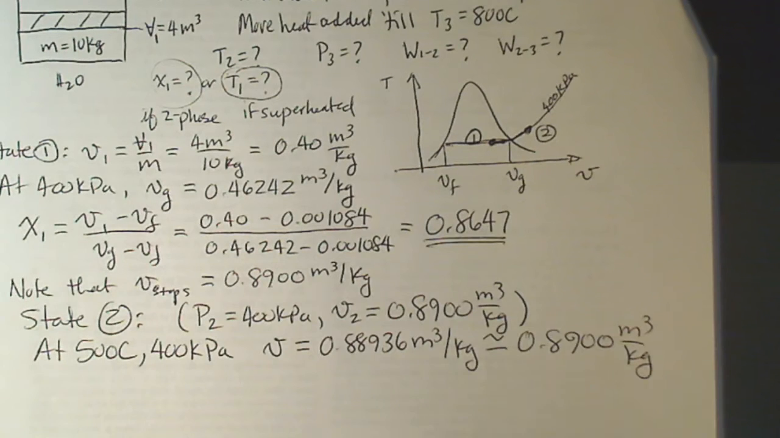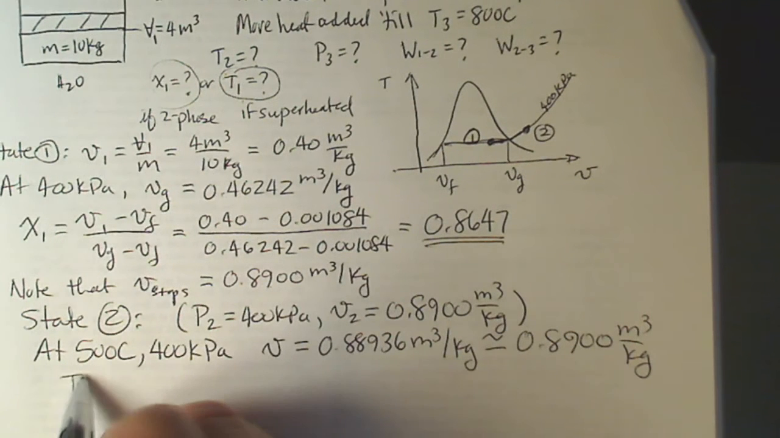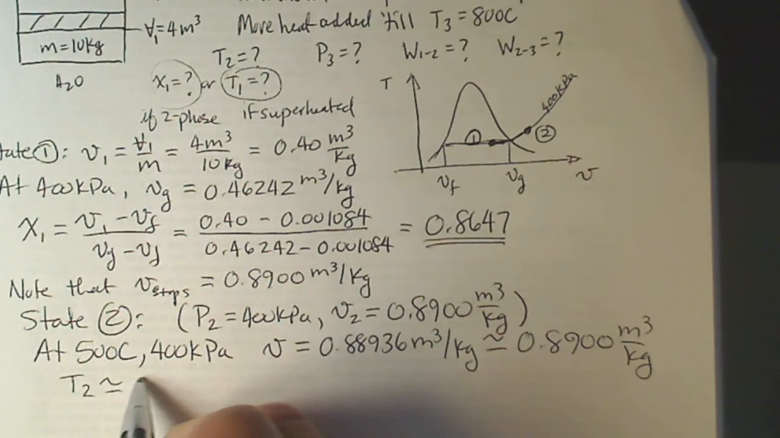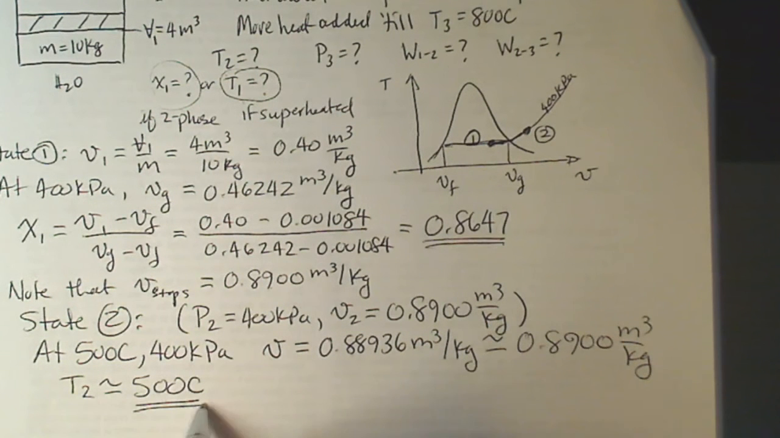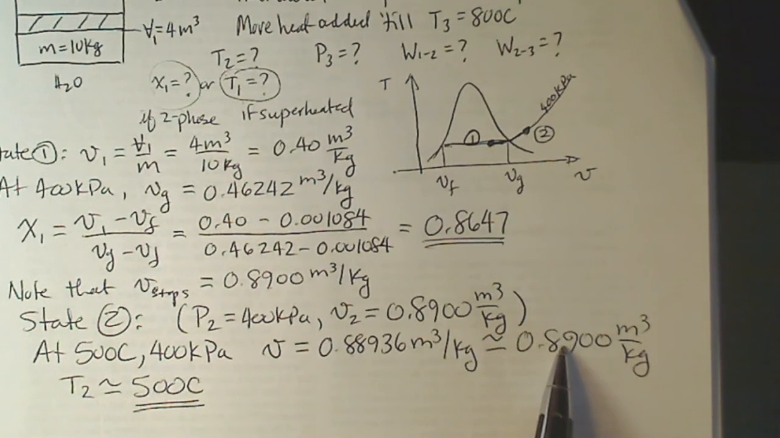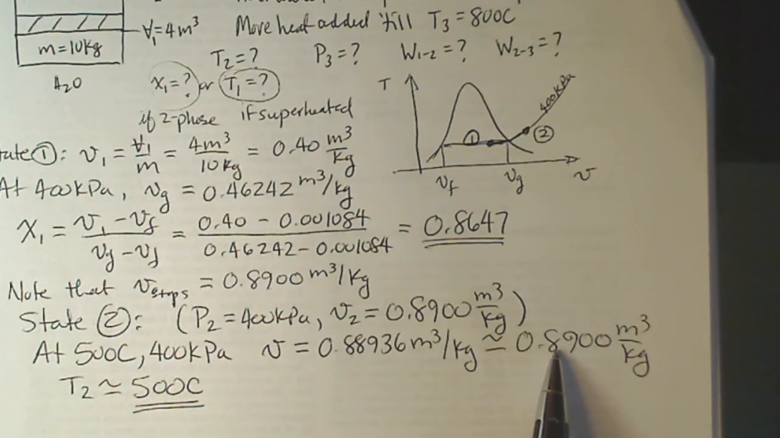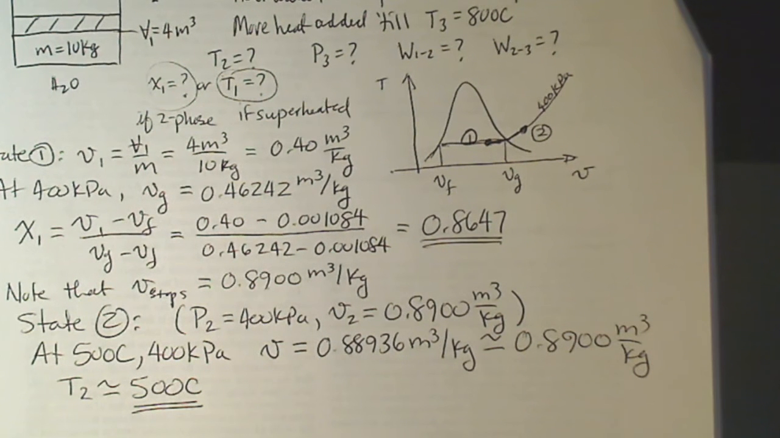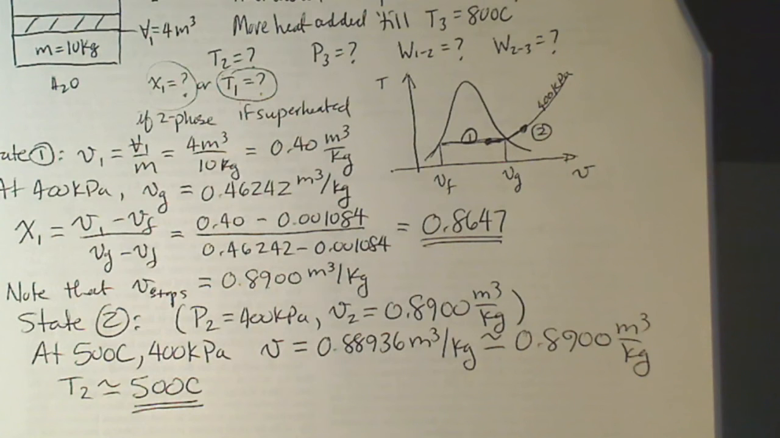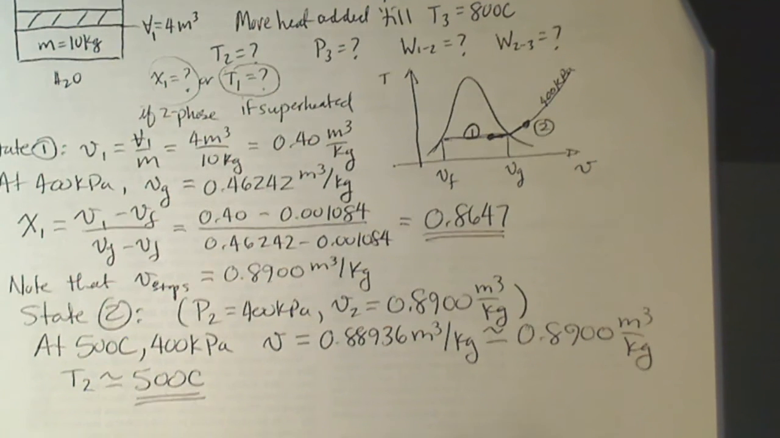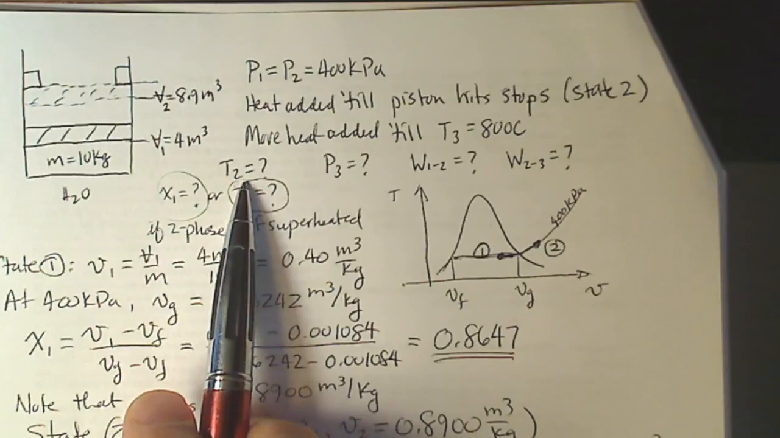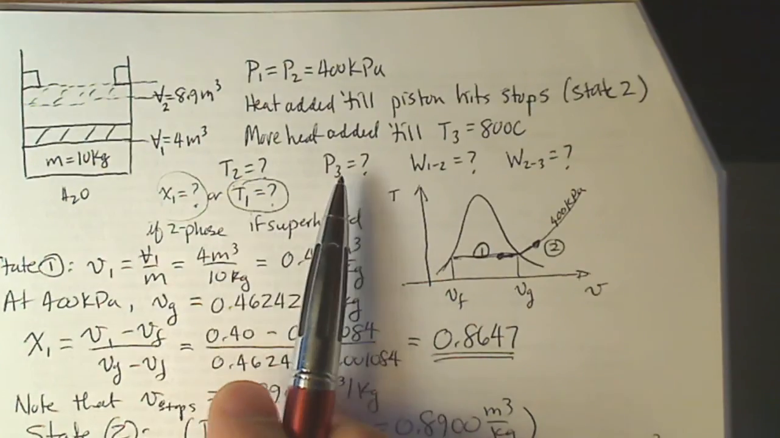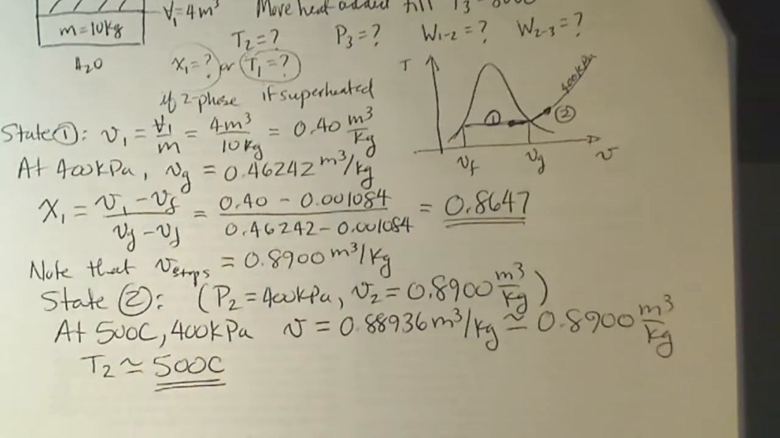We could just say that T2 is approximately 500 degrees C, because that's basically right in the table. Okay, so that answers the question about T2. What is the final pressure then, P3?